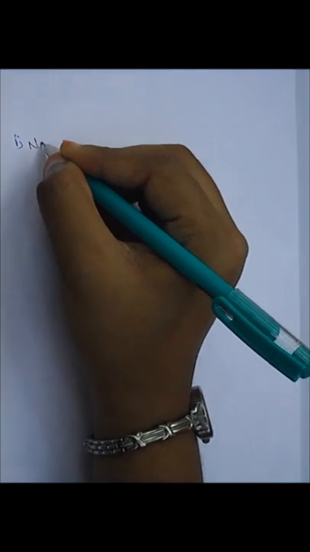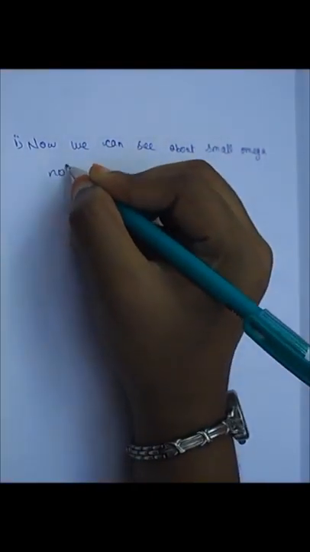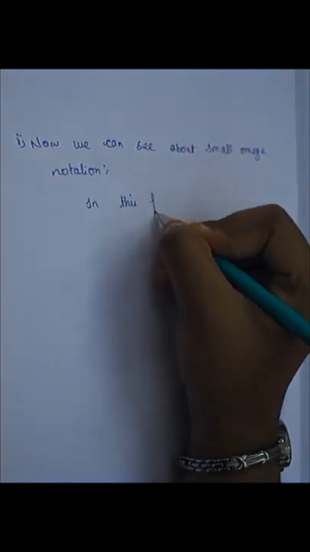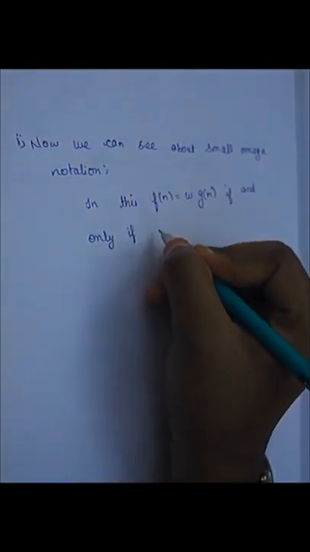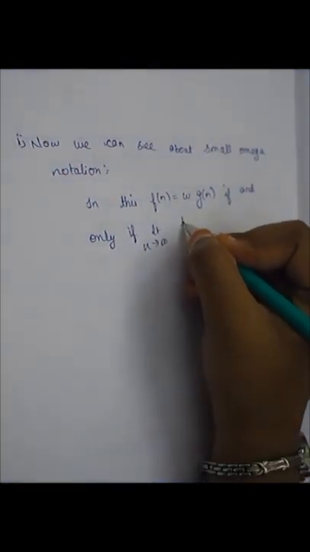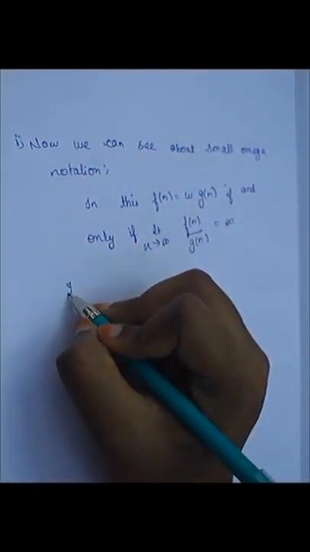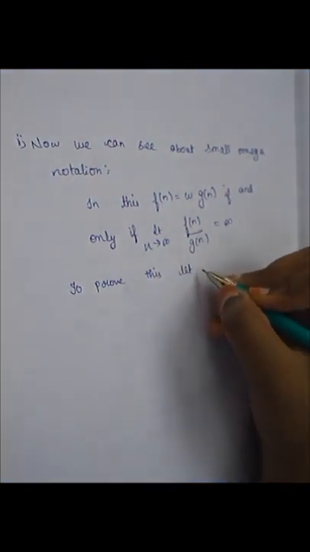Now we can see about small omega notation. In this, f of n is equal to small omega of g of n if and only if limit n tends to infinity, f of n by g of n is equal to infinity. To prove this, let us take an example.